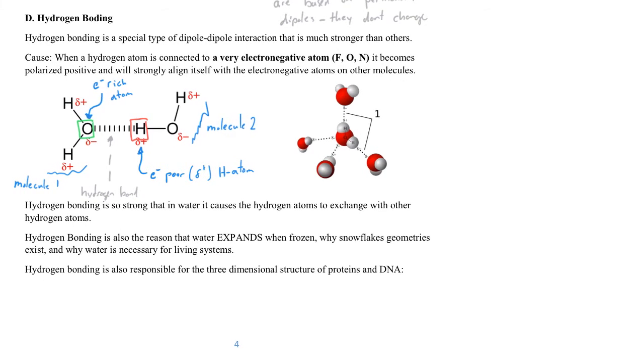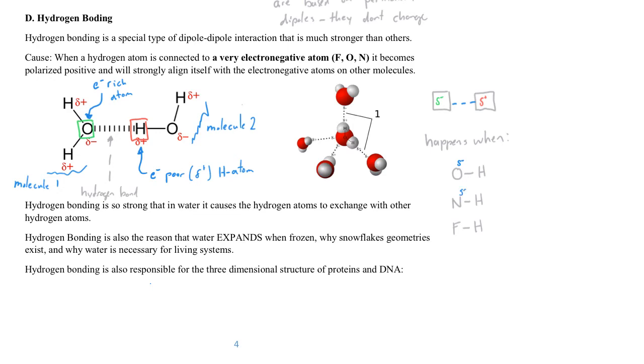Now, hydrogen bonding is very strong compared to regular dipole-dipole interactions because of the size of the hydrogen atom. Hydrogen is the smallest atom, and it also has the least amount of electrons in its valence shell. So when hydrogen becomes polarized as positive, it becomes very positive, and it's also very small, so it can fit into a lot of spaces. And therefore, molecules that have hydrogen bonding tend to be very closely packed together. So we have a lot of strong interactions going on.